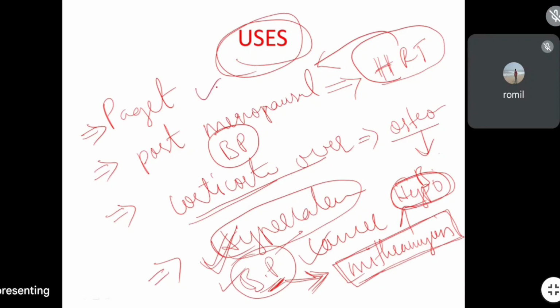It is used in Paget's disease, in postmenopausal osteoporosis if hormone replacement therapy has failed, in osteoporosis due to corticosteroid overuse, and in hypercalcemia due to cancer conditions. These are the uses of bisphosphonates.